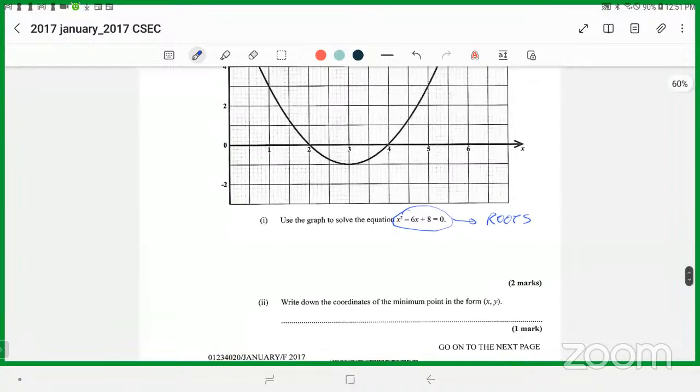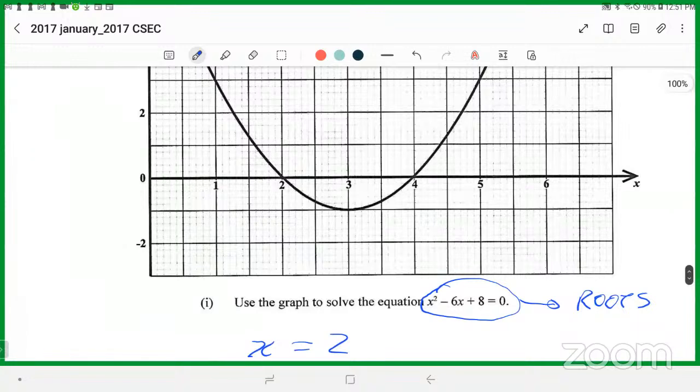Where are the roots? The roots are these 2 points where the graph intersects the x-axis. Those are the roots. So it's x equals 2, x equals 4. These 2 points are the roots. When you solve the equation, you get the roots. Keep it simple.